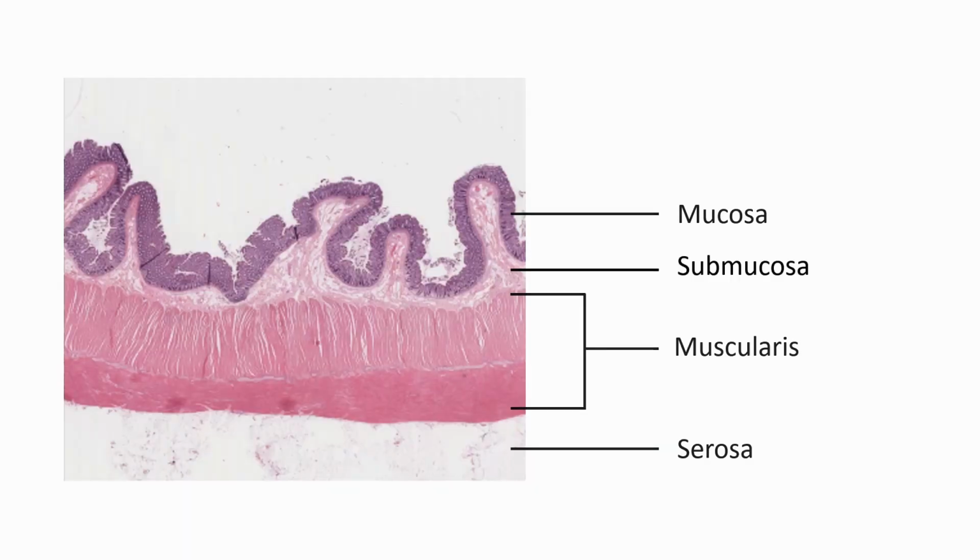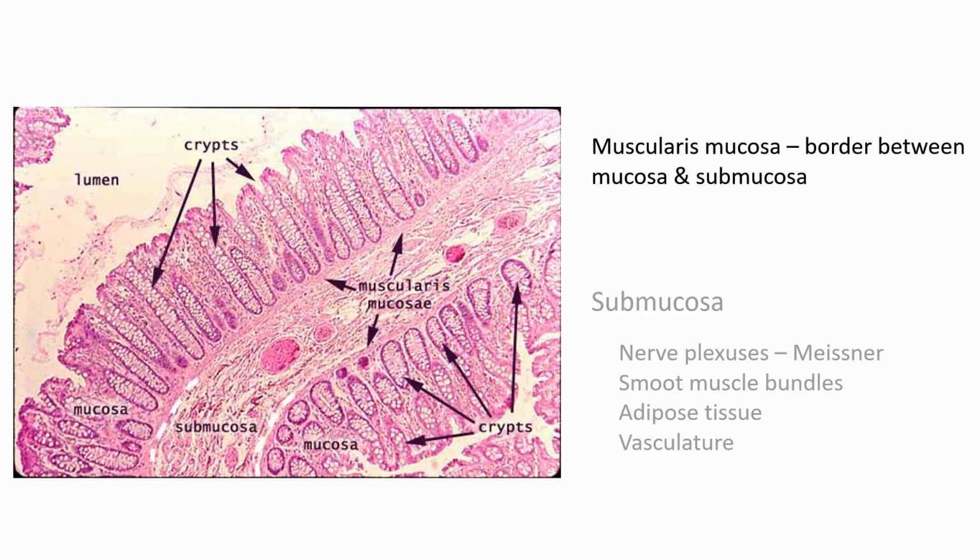Next, we have the submucosa. It is primarily loose connective tissue with thin, smooth muscle bundles, nerve plexuses, adipose tissue, and vasculature. The muscularis mucosae separates the mucosa from the submucosa and is important from a pathological point of view as it determines architectural distortion. On endoscopy, polyps may be extracted and looked at under a microscope at the pathology lab. Here they will look at many masses or lymph aggregates that might extend into the submucosa.